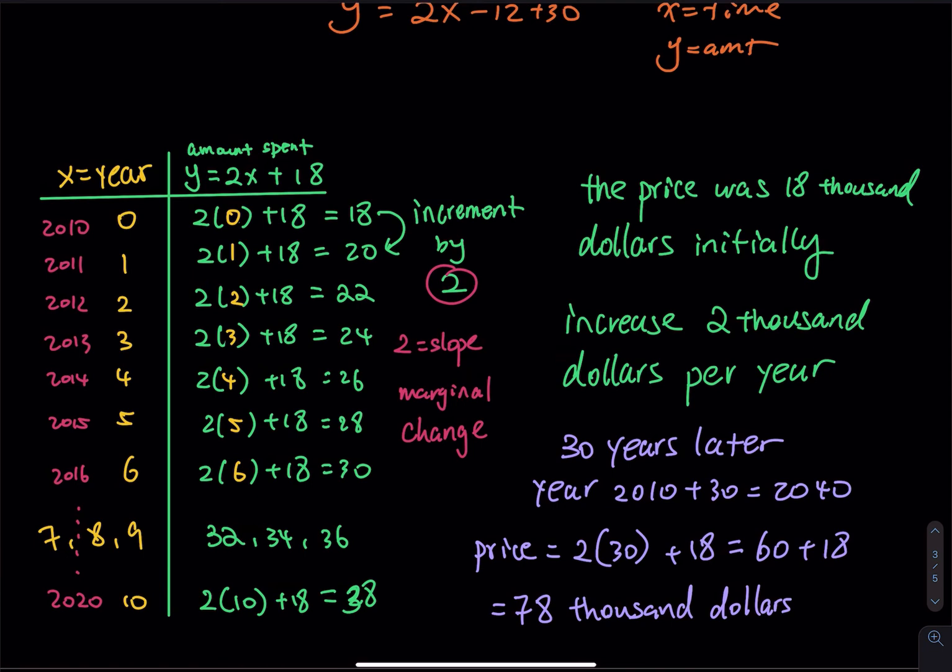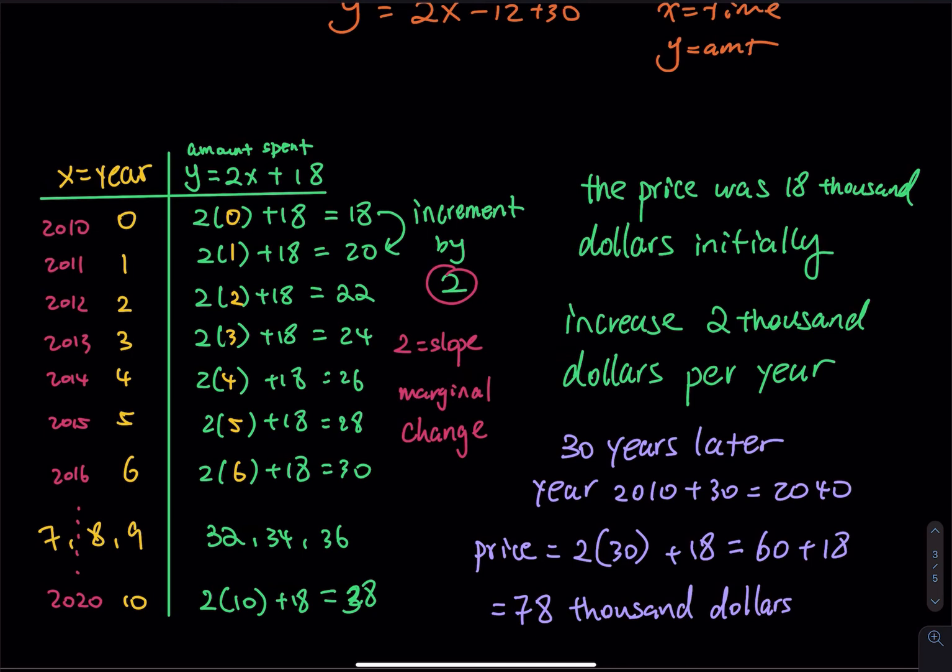30 years later, so you add 30 to it. So that means when the time equals 30. So all you have to do is let x equal 30. So if you look at the purple, I plug 30 into the x. So 2 times 30 equals 60. 60 plus 18 equals 78. 78 is not $78 to buy a car. That is too cheap. The 78 is in thousands, so that means 30 years from 2010, you have to spend around $78,000 to purchase a car.